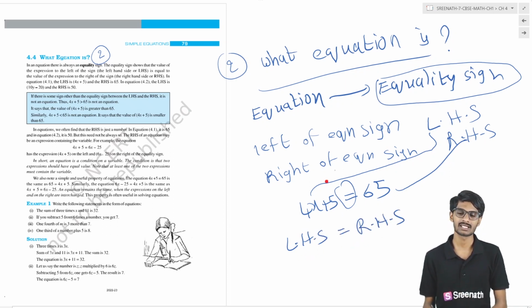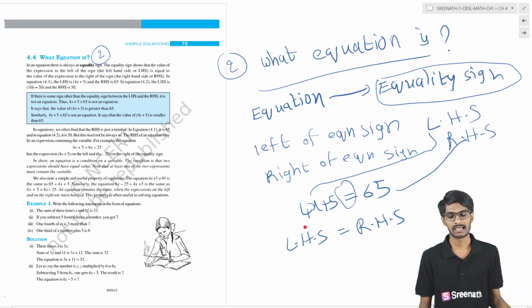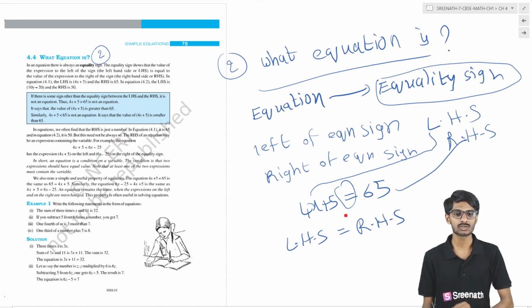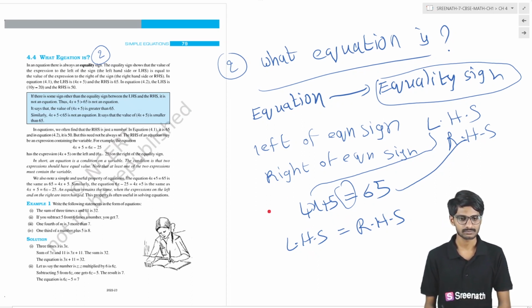First, it has an equality sign, and the expressions, variables or numbers on the left side of the equality sign we call the LHS, and on the right side the RHS, and the LHS is equal to the RHS. So this is about the equation. In short, an equation is a condition on a variable. The condition is that two expressions should have equal value; the expressions on the left side and right side must be equal.